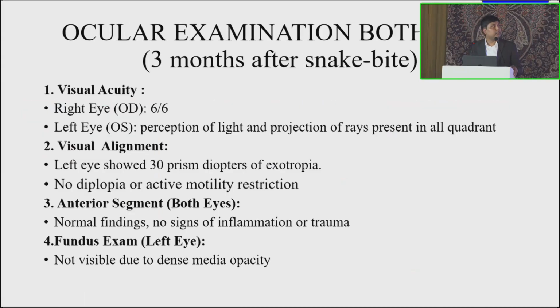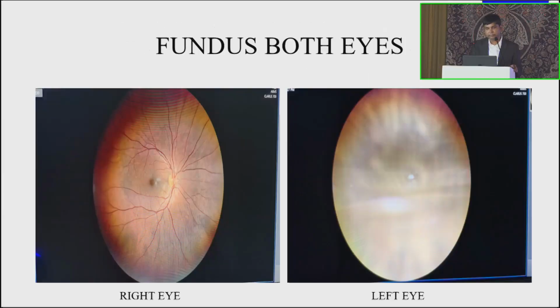After 3 months, the visual acuity in the left eye is perception of light, and projection of rays in all quadrants is positive. Visual alignment is 30 prism diopter exotropia in the left eye. No signs of any ptosis, diplopia or active motility restrictions. Anterior segment is within normal limits in both eyes. The fundus in the right eye is normal, the macula appears normal and vasculature is normal, but in the left eye, vitreous hemorrhage is present.